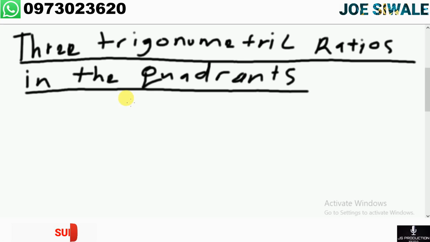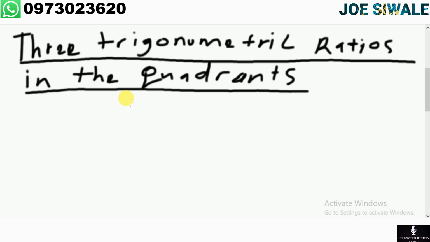We are going to proceed with trigonometry, and now we are going to look at the 3 trigonometric ratios in the quadrants. There are 4 types of quadrants: the first, second, third, and fourth quadrant. In the first quadrant, all the 3 trigonometric ratios are positive. This means the sine, the cosine, and the tan are all positive. Then in the second quadrant, the sine is positive. That means the cosine and the tan are negative.